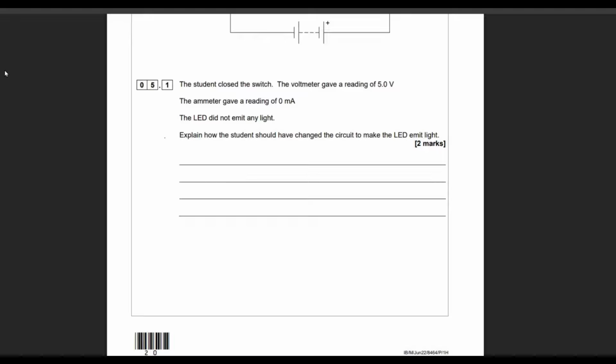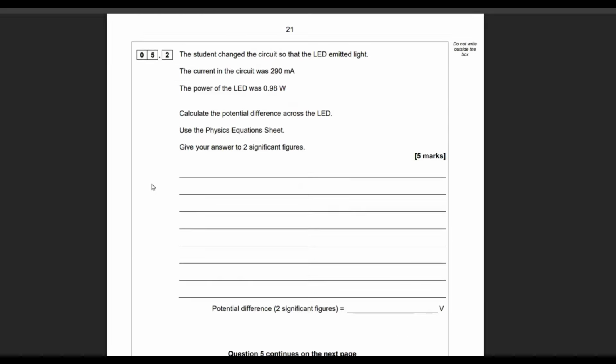Explain how the student should have changed the circuit. So they needed to reverse the LED direction to allow current to flow, as diodes only let current flow in one direction. So it was going in, the LED was in the wrong direction to allow the current to flow. They're quite useful when you want to convert alternating current to direct current as well. And this is a special type of diode which emits light energy when the current passes through it in one direction.